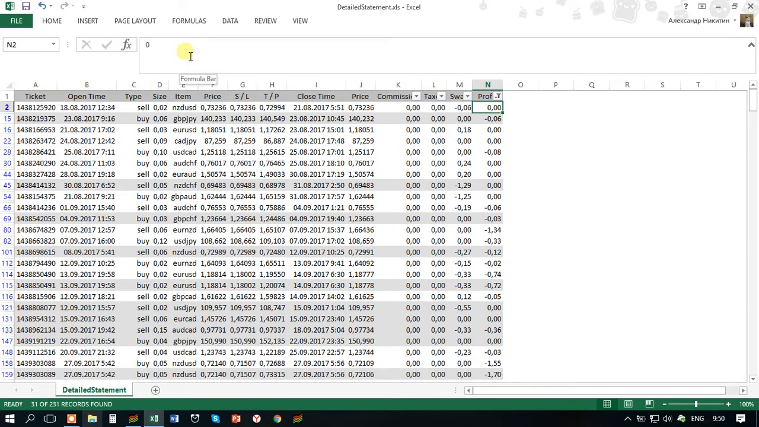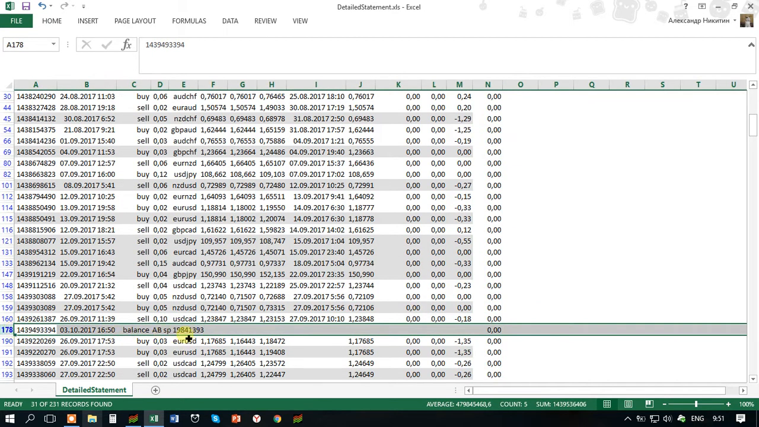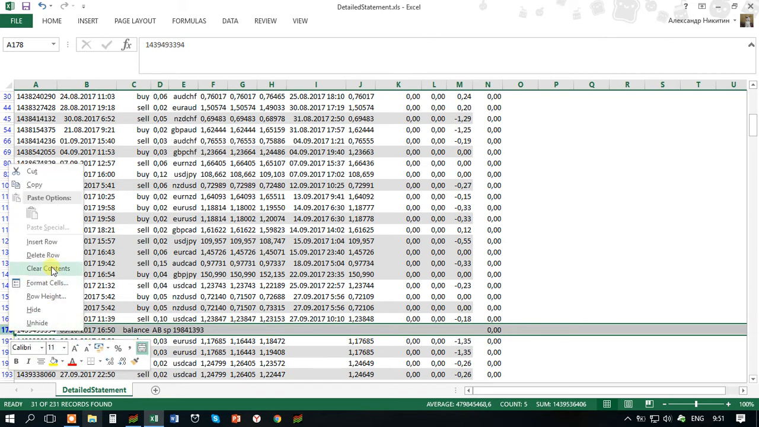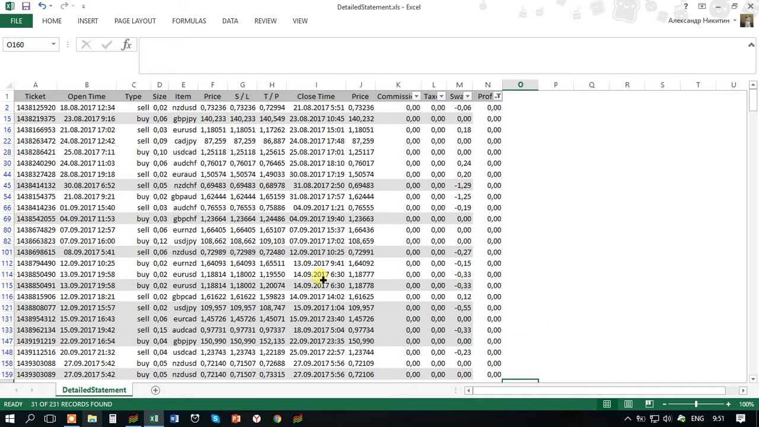Now let's do the slight modification to be calculated correctly. It should be, let's say, 0.00001, slightly positive. This is the only reason why I do that. It won't affect the overall performance of the strategy in any way. Okay, and another thing is this deposit balance AB. This is a bonus given by my broker, 5% spread cashback, something like this.